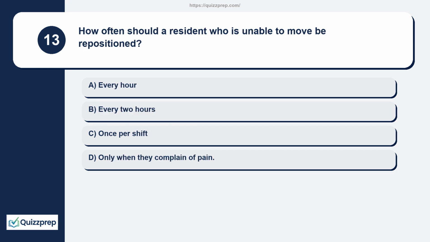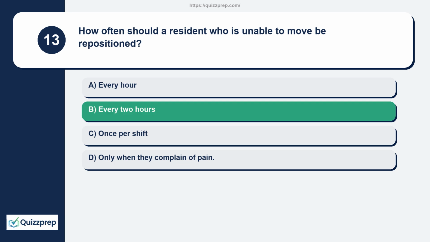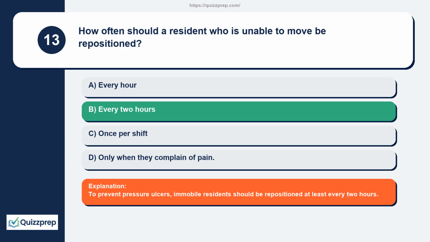Question 13. How often should a resident who is unable to move be repositioned? Every hour. Every 2 hours. Once per shift. Only when they complain of pain. To prevent pressure ulcers, immobile residents should be repositioned at least every 2 hours.